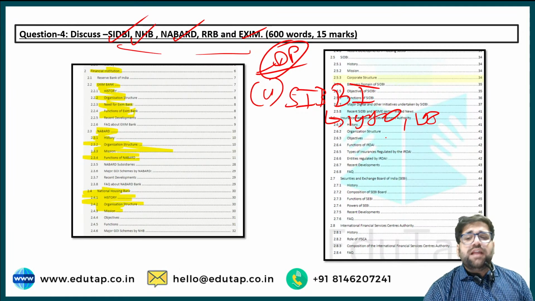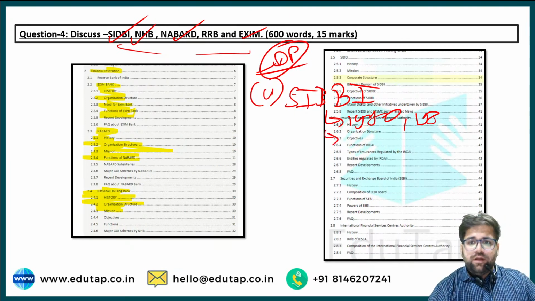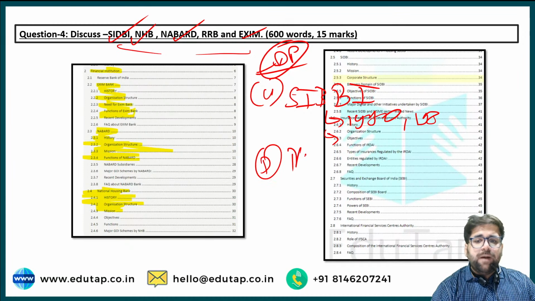SEBI was established in 1990, if I'm not wrong, and tell the act of that particular year as well. Then you could have easily mentioned what SEBI is all about. In the same way, you could have told about NABARD as well. NABARD Act was passed in 1981.